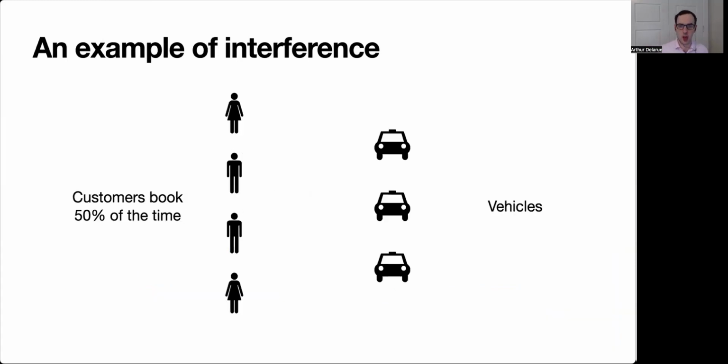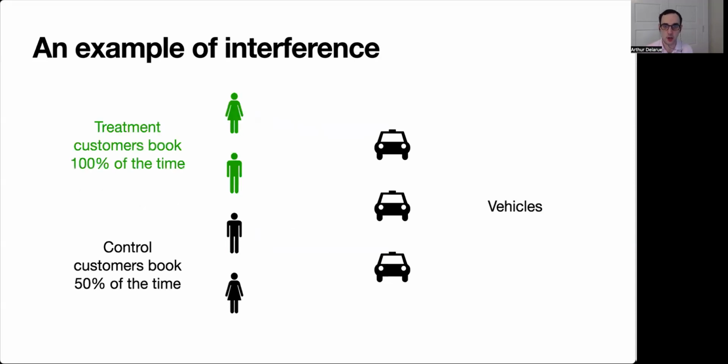Let me give you an example of interference bias arising in a matching-based marketplace. Here we've got a ride-hailing example. We've got some customers, and they're going to book half the time on average. If we don't have any sort of treatment, we might have an outcome where two people make a request, 2 out of 4, and then the platform matches them to vehicles according to some criteria, like pickup distance and things like that. Now let's imagine that we have a treatment, and our treatment is really effective. Our treatment makes customers book 100% of the time. So now we're going to run an experiment.